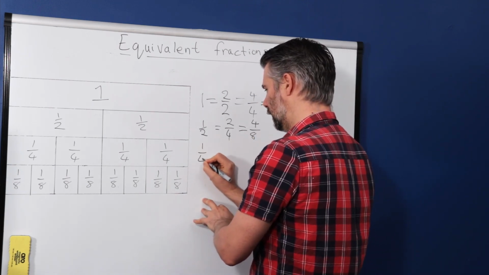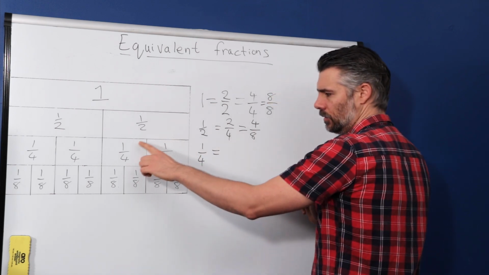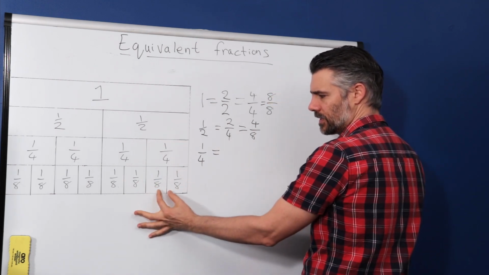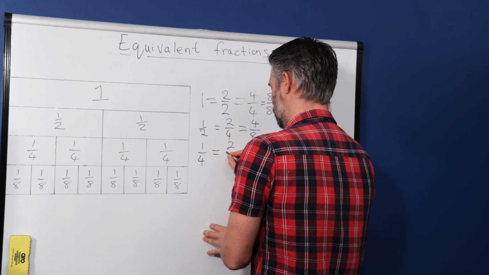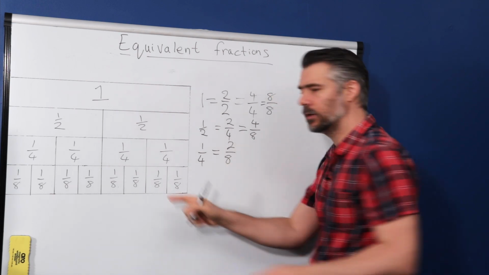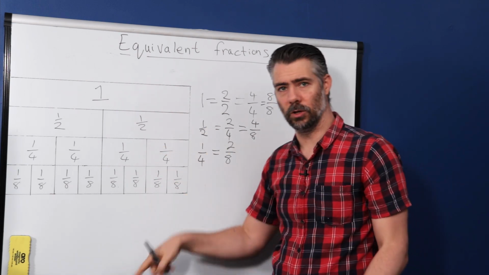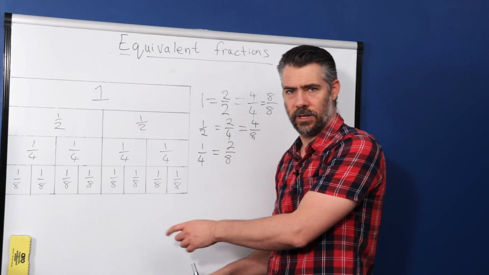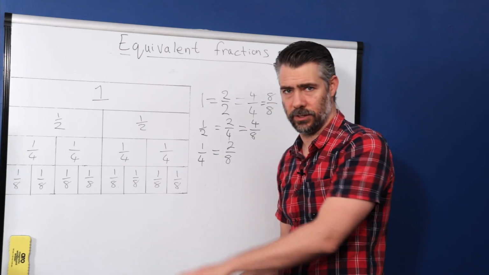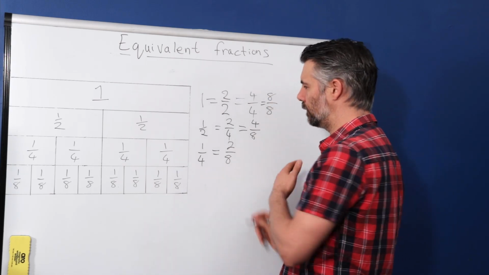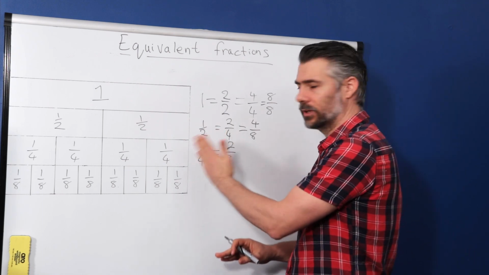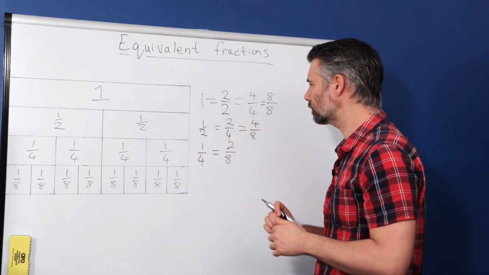1 quarter is equal to 2 eighths. It takes up the same amount of space. 2 eighths. Now we could continue with this fraction wall all the way down to 16ths, 32nds, etc., etc. And we would be able to follow this and show what the equivalent fractions are.